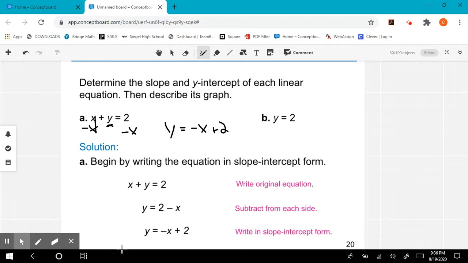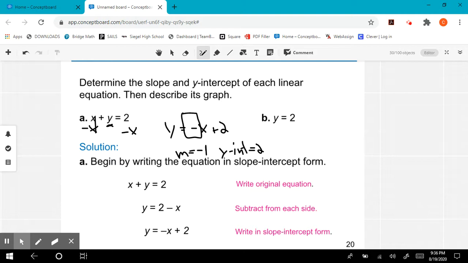Now, my slope is always the coefficient of the x, which we know is the understood -1. And then the tag-along number, the constant, is the y-intercept. So my y-intercept is going to be 2.